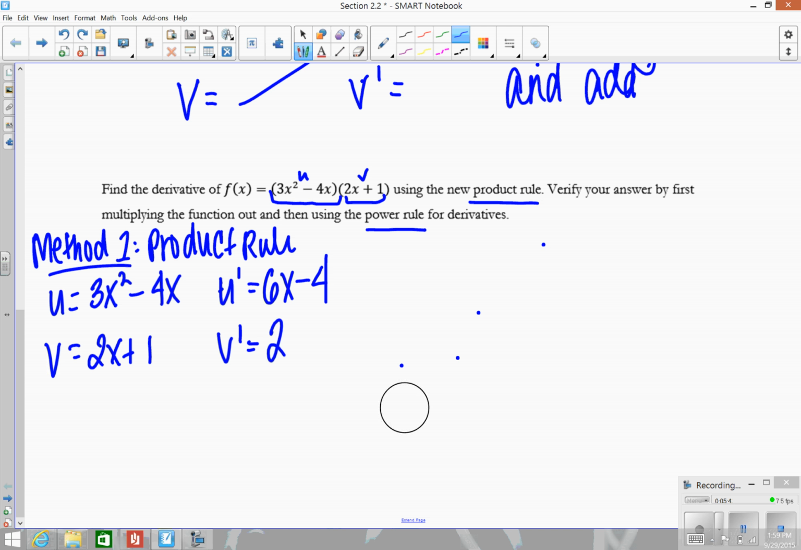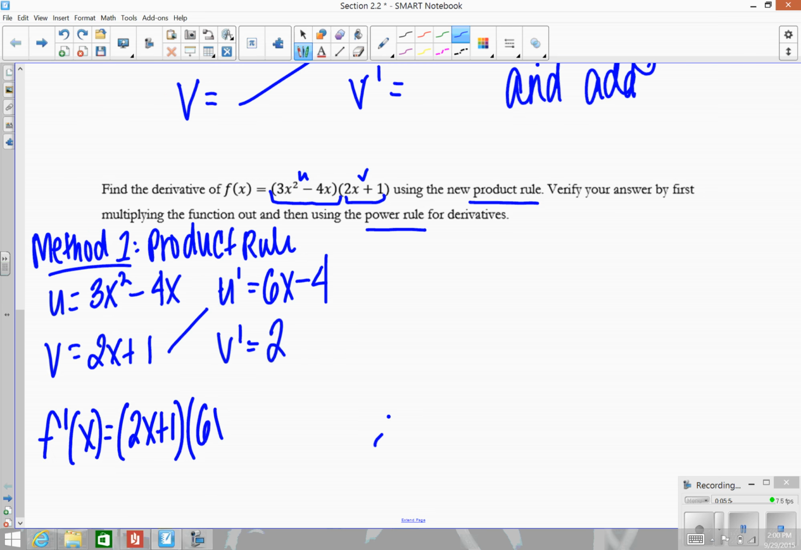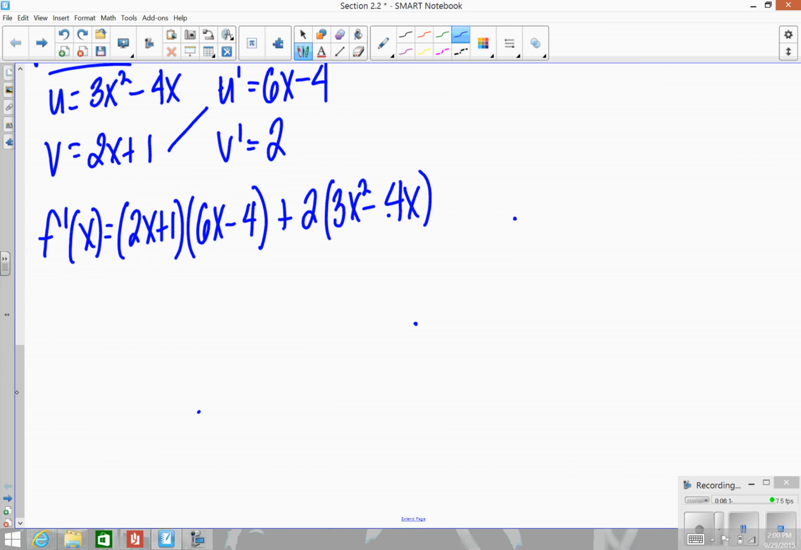So now the rule is multiply from bottom to top. So the derivative, f prime of x, is going to be 2x plus 1 times 6x minus 4 plus the product of these two things. So 2 times 3x squared minus 4x. So now, yes, this is the derivative, but in order to show you that it's the same as using the power rule, I'm going to go through and simplify. Normally, you don't always have to simplify. You might just be asked to leave it like this.